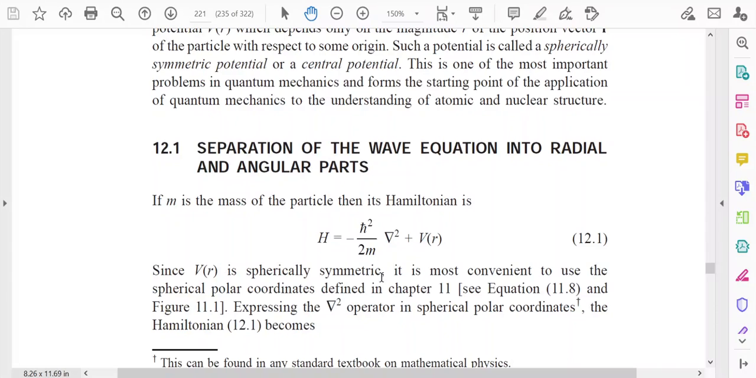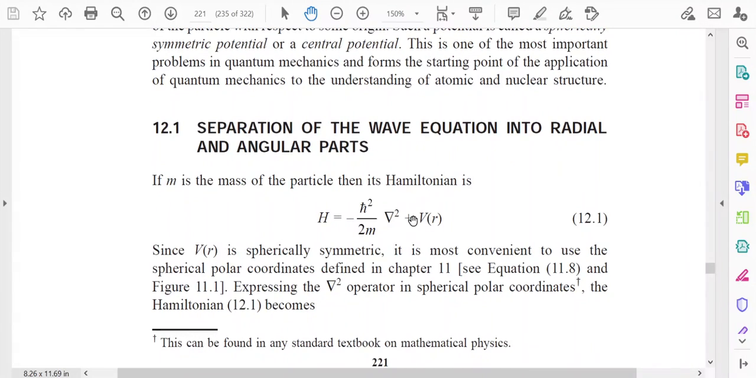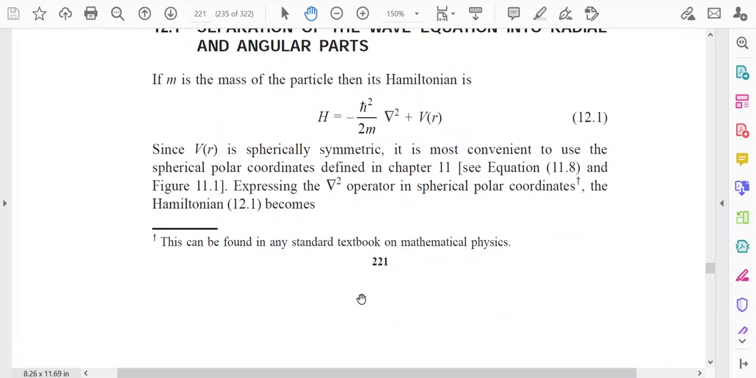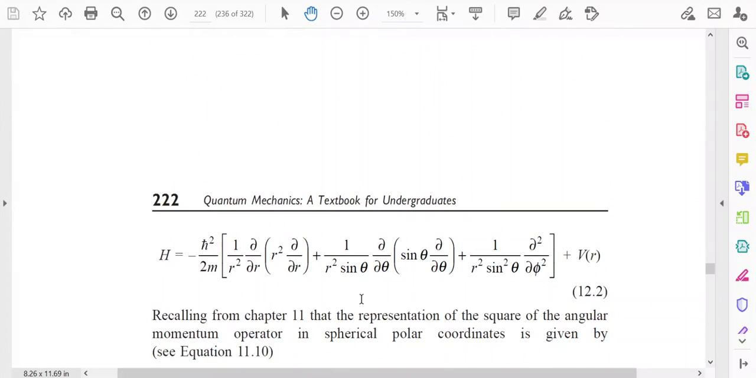So, at first what we have to do? We have to express del square in spherical polar coordinates, and you can also see some standard mathematical physics textbook for expressing the del or del square operator in spherical polar coordinates. After expressing del square in spherical polar coordinates, this is the term contained in the third bracket, the spherical polar coordinate representation of the operator del square. So, this is minus h cut square by 2m, times the term in the third bracket, plus V(r).